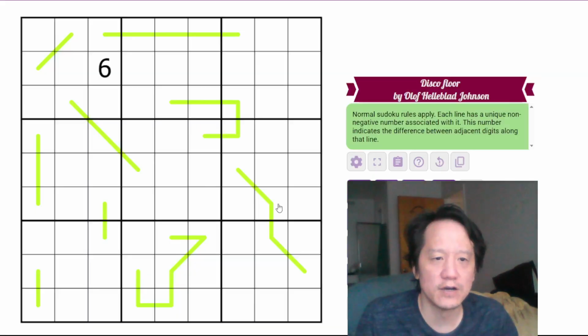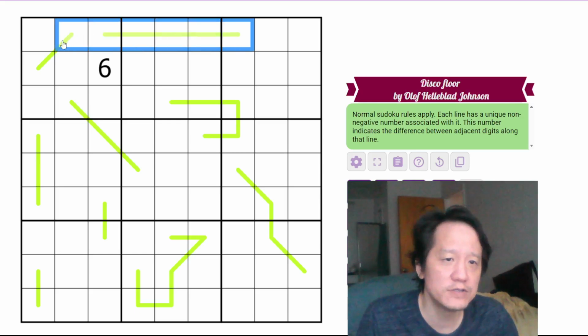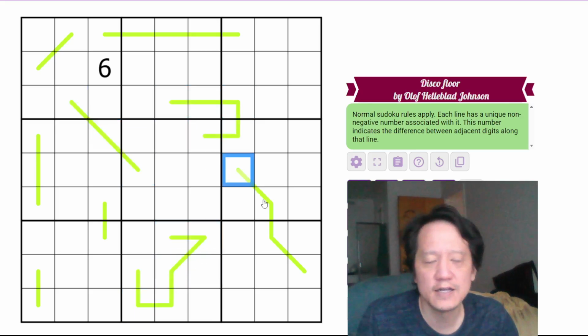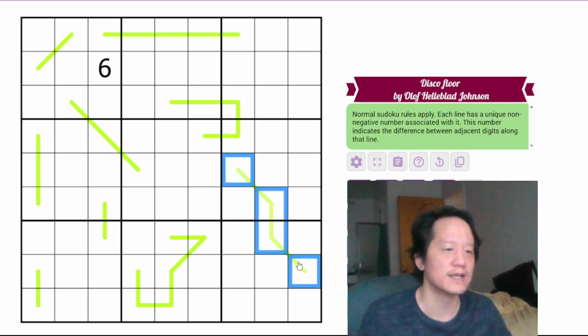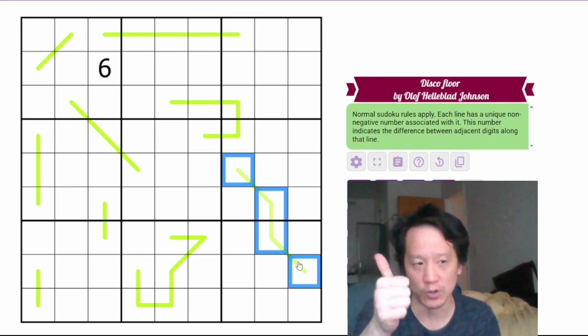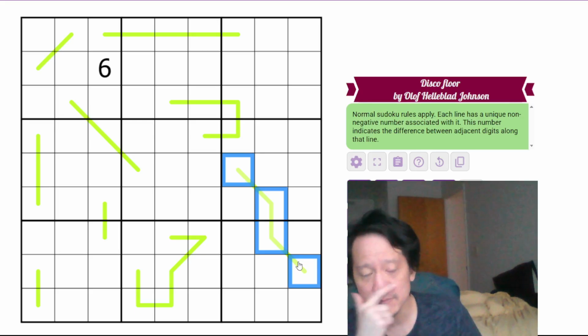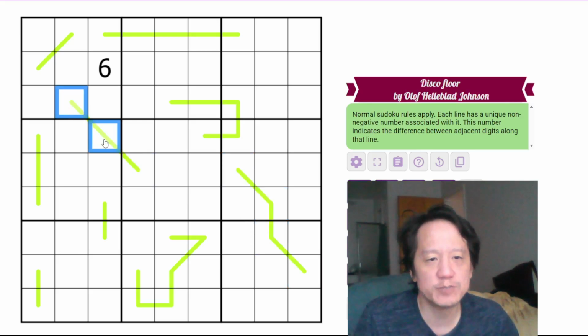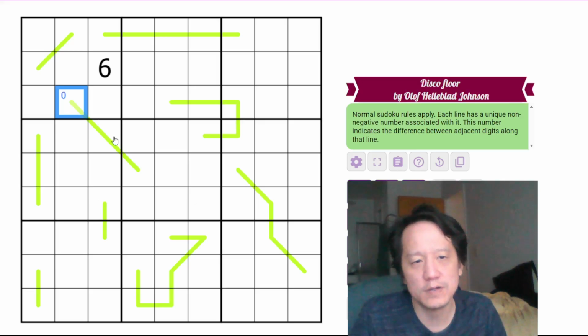Let's go. Okay, how many lines are there? I think there are 9, right? 1, 2, 3, 4, 5, 6, 7, 8, 9 lines, which means it has to be digits from 0 to 8. Well, the only one that can have 0 is this one. So this must be the 0 line.